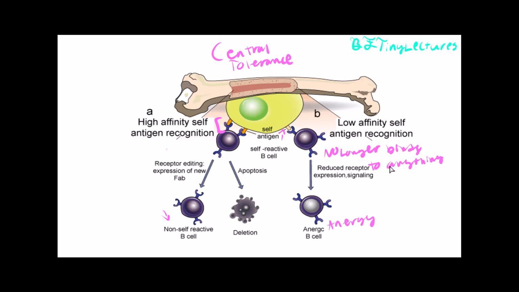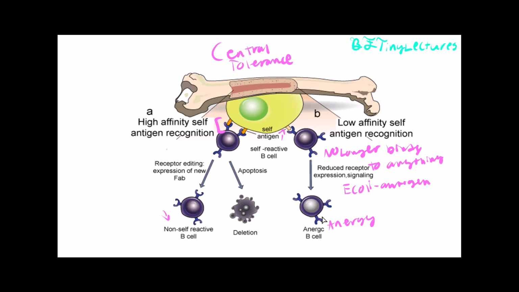What does that mean? Well, it no longer binds to self-antigens, but if we have something like E. coli, and we have the E. coli antigen, the E. coli antigen is not going to bind to the anergic B cell. The anergic B cell is pretty much a dud. It just doesn't do anything.